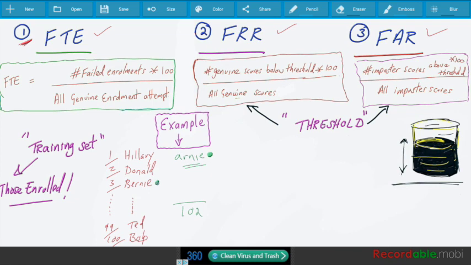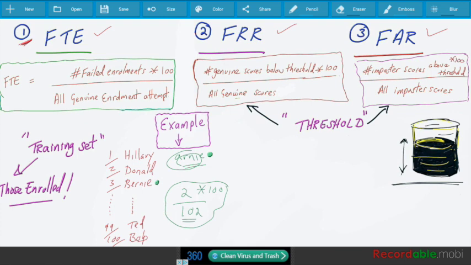You see, because Bernie took an extra enrollment, Arnie had an extra enrollment, it's 102 attempts, but 2 of these had failed. So the failure to enroll rate is calculated based on absolutely all attempts, even those that failed, like this one, Arnie, who never even made it onto the system, but that's still included in that bottom number. And Bernie's attempt that failed is also included.